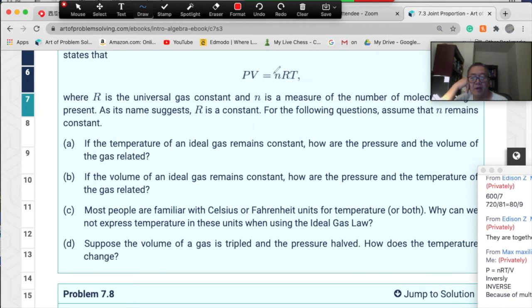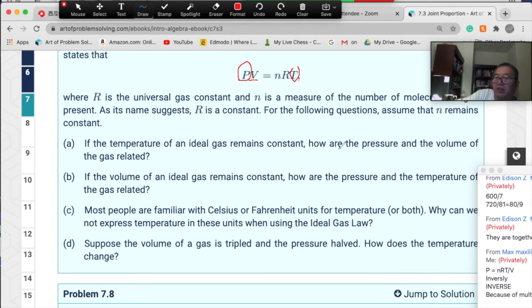Now let's go to B. If the volume of an ideal gas remains constant, so now they tell you if this V keeps constant, how are the pressure and the temperature of the gas related? Then they ask you what is the relationship between this P and this T? Is it directly proportional or inversely proportional? Addison, can you tell me? Addison, are you there?